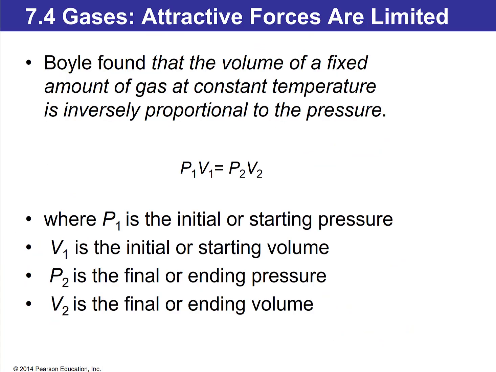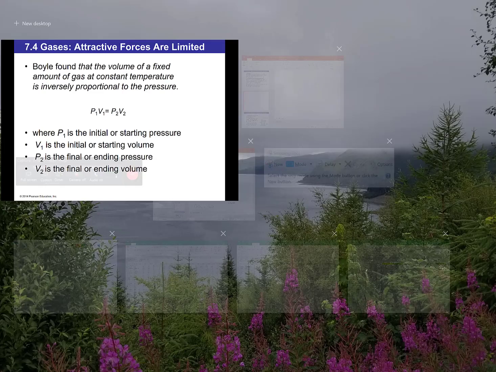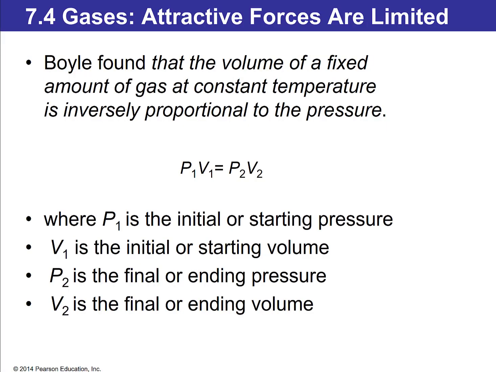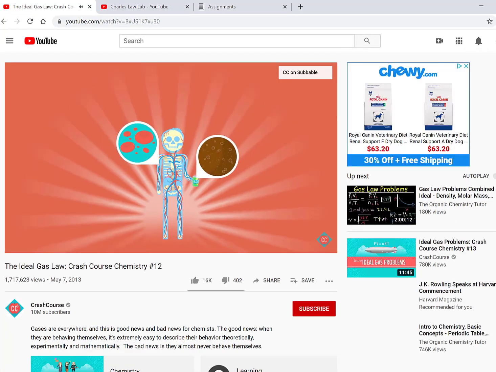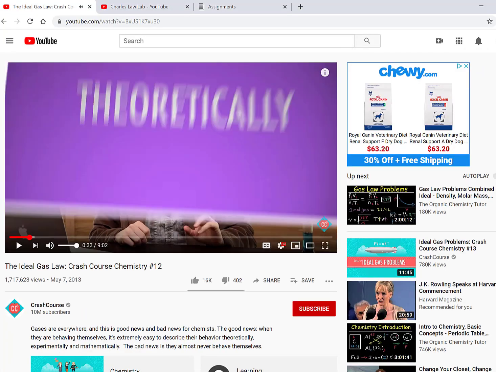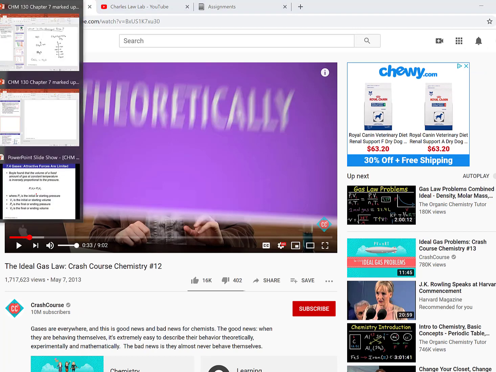So you can give gas. It's all around you. It's in space. It's on Mars. It's dissolved in your blood and in your soda. It's their behavior we're talking about.